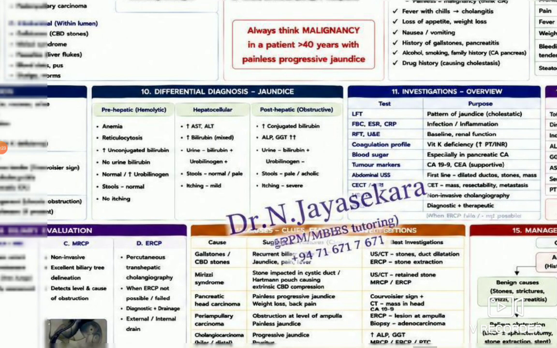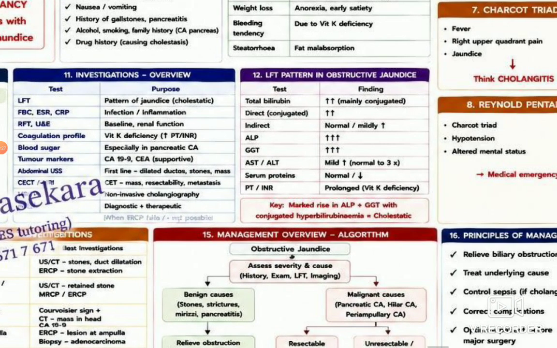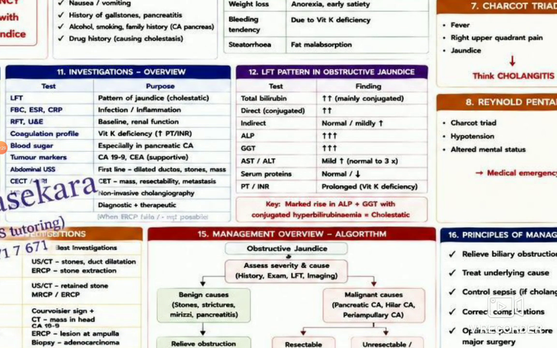Okay, so we'll go for this LFT pattern. Obstruction damages the biliary canalicular system. So the cholestatic enzymes rise markedly, ALP and GGT. AST and ALT may rise mildly, but not as much. So the classic obstructive pattern is markedly elevated ALP and GGT with conjugated hyperbilirubinemia.